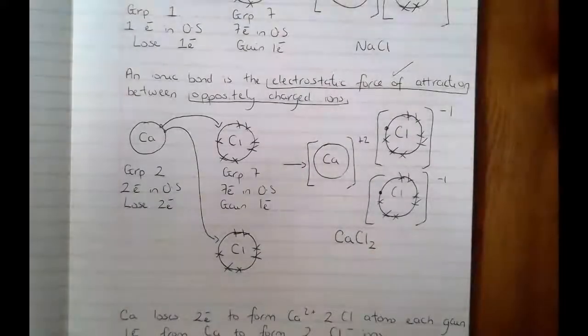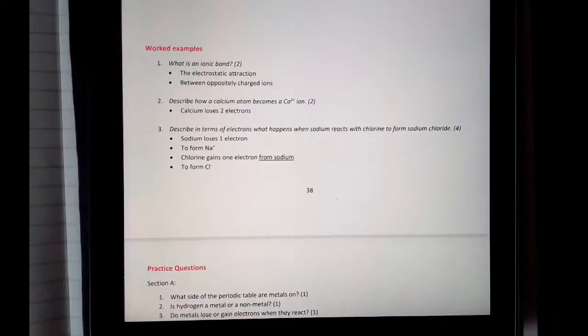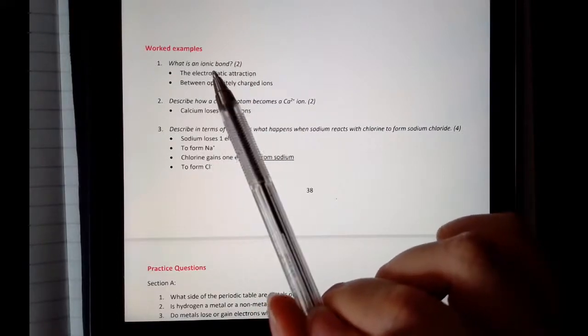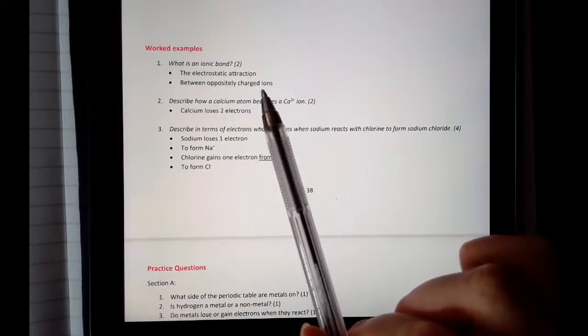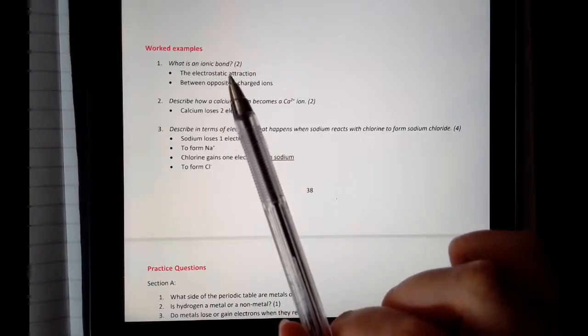If we look at some classic exam questions on this kind of thing, you'll see that they do have quite specific answers. So for example, what is an ionic bond is for 2 marks. You get 1 mark for saying electrostatic attraction, the second mark for saying between oppositely charged ions. Again, you don't get any marks for saying the bond between a non-metal and a metal.